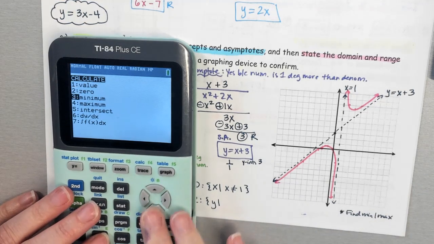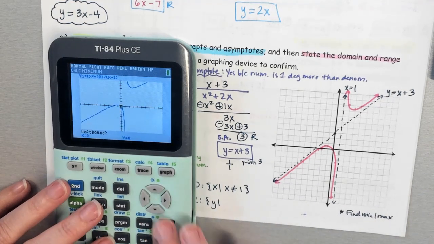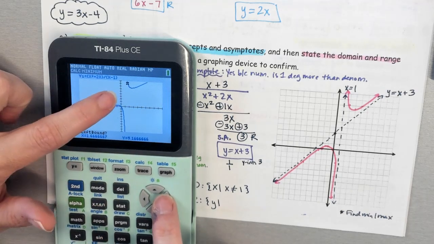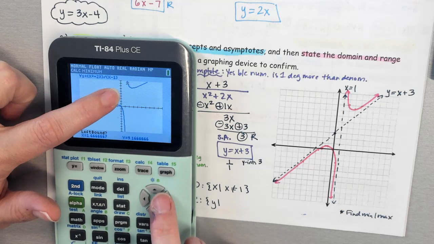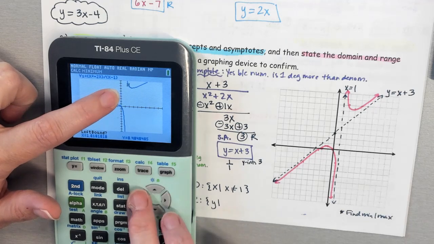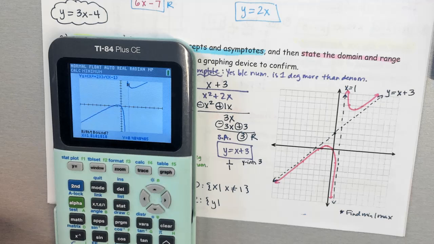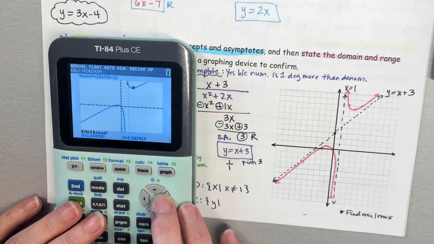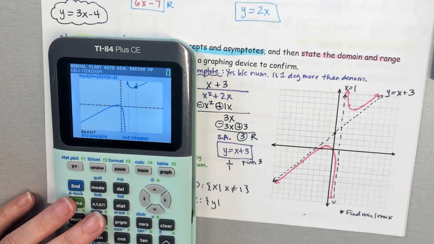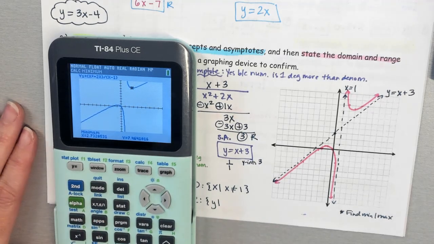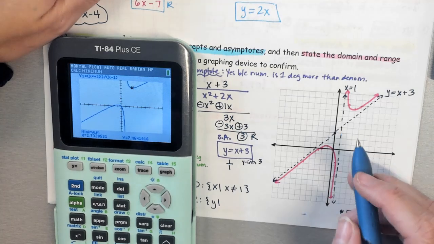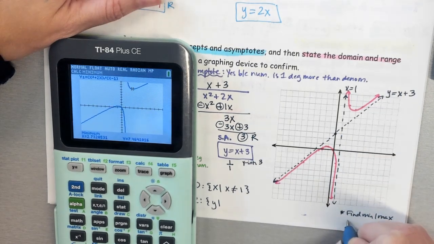So we can do the minimum first. To find the minimum, you're going to have to arrow over so it jumps over here. You just keep pressing to the right because you want it to go to the right. Then we're going to do the left bound and then the right bound. And then it will find the lowest point between those. So the y value of the minimum is 7.46.